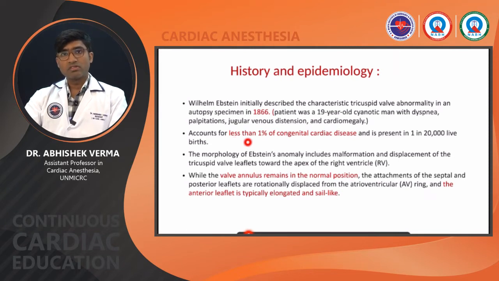It accounts for approximately less than 1% of congenital cardiac disease and presents in 1 in 20,000 live births. Morphology of the Ebstein anomaly includes the malformation and displacement of the tricuspid valve leaflet toward the apex of the right ventricle.